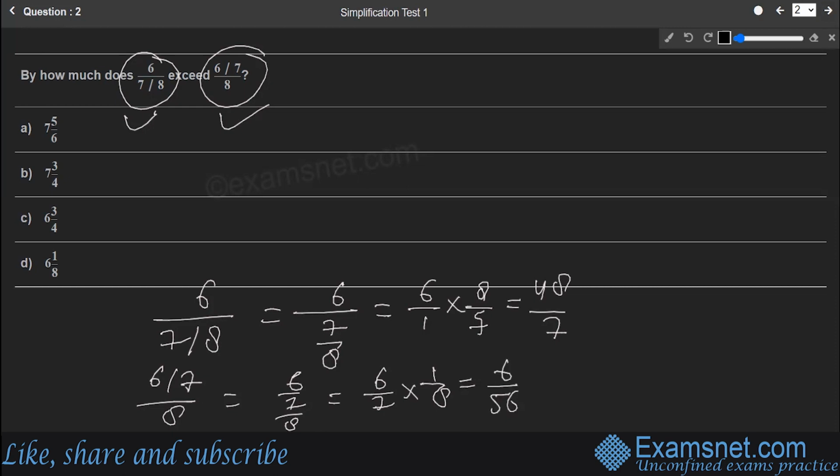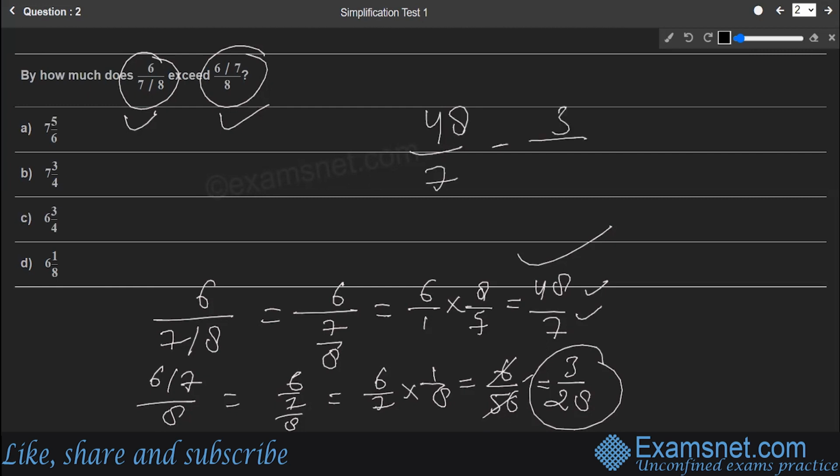Okay, so these are the two fractions that we have got, 48 by 7 and 6 by 56. Obviously we can cancel out 6 by 56 and simplify. If we cut it by 2, it is going to be 3 by 28. Now he has asked how much the first one, this 48 by 7, exceeds the second one. So obviously we'll have to subtract. So let us subtract 48 by 7 minus 3 by 28.